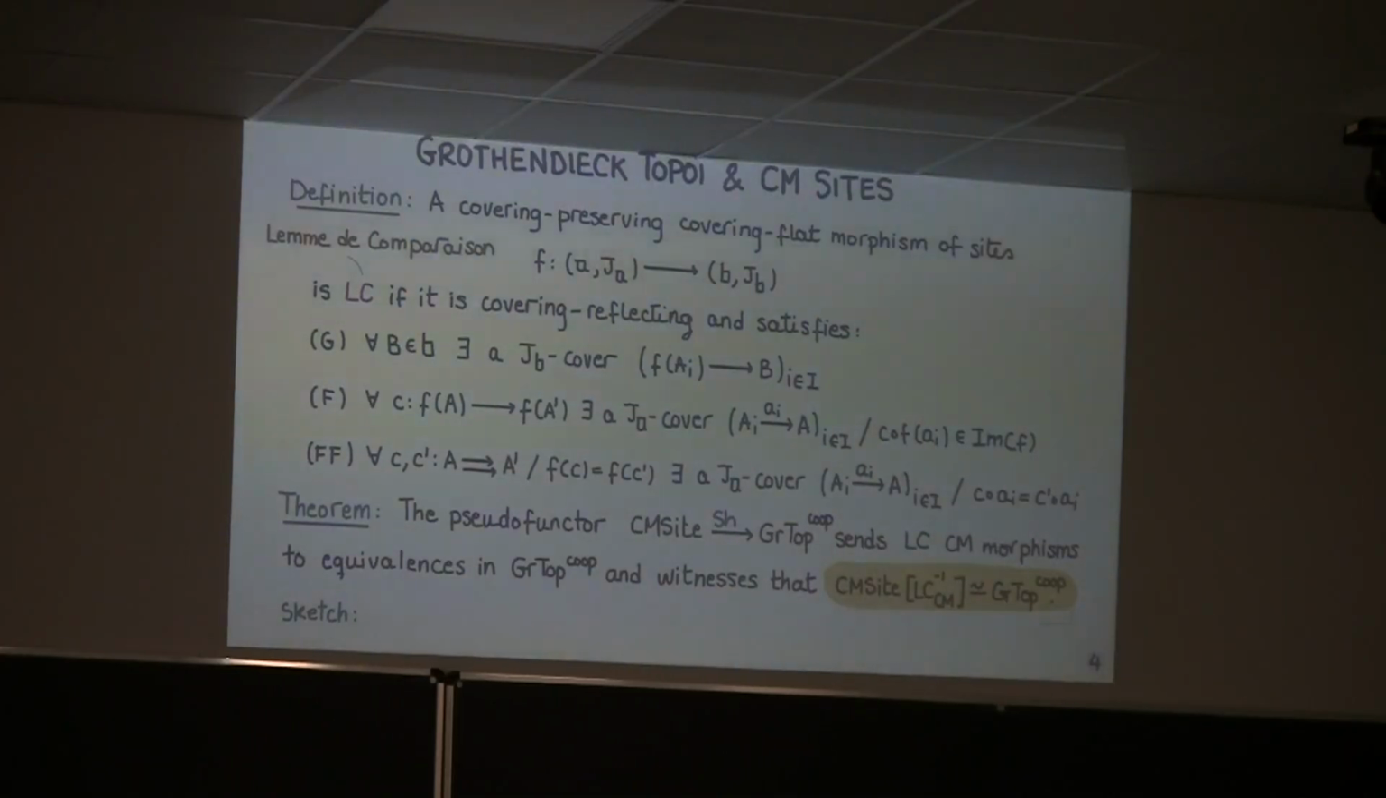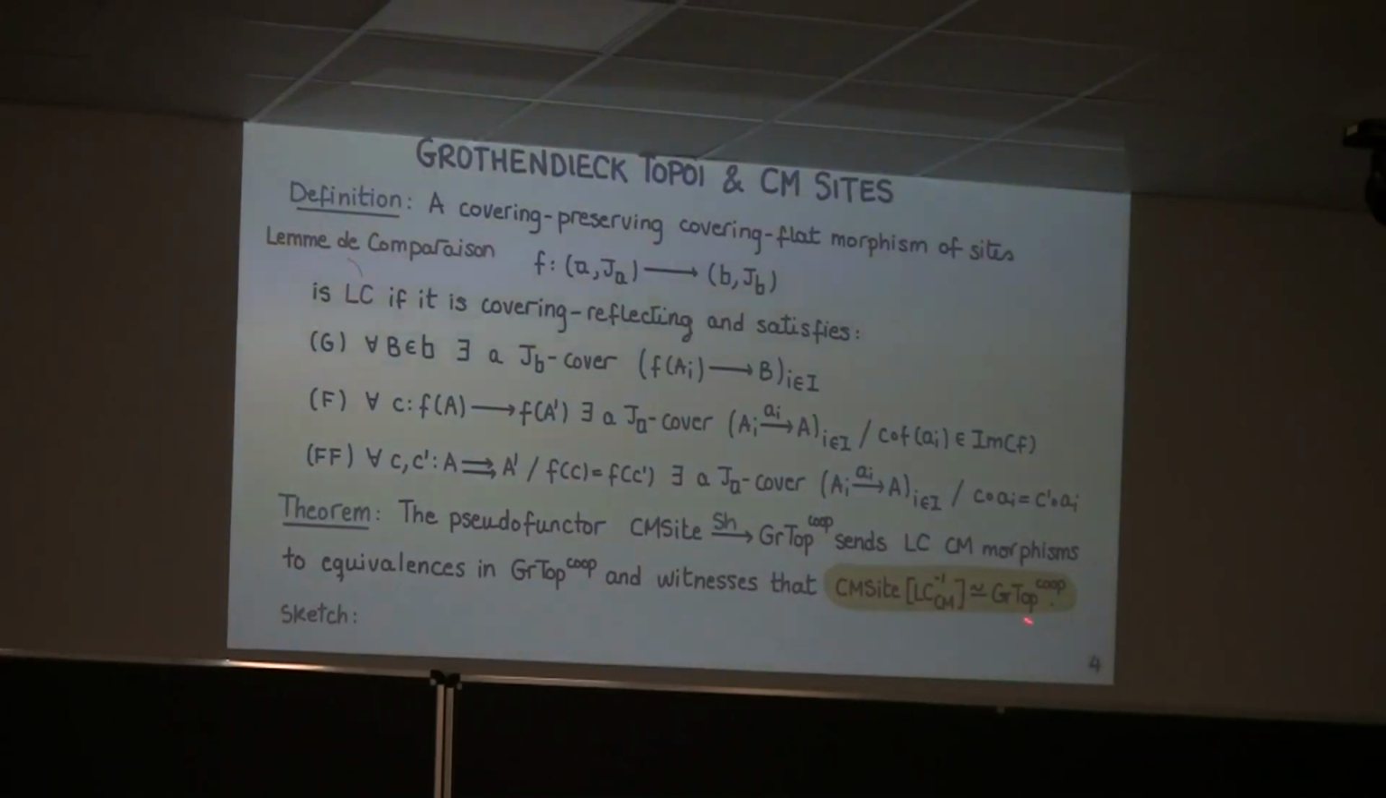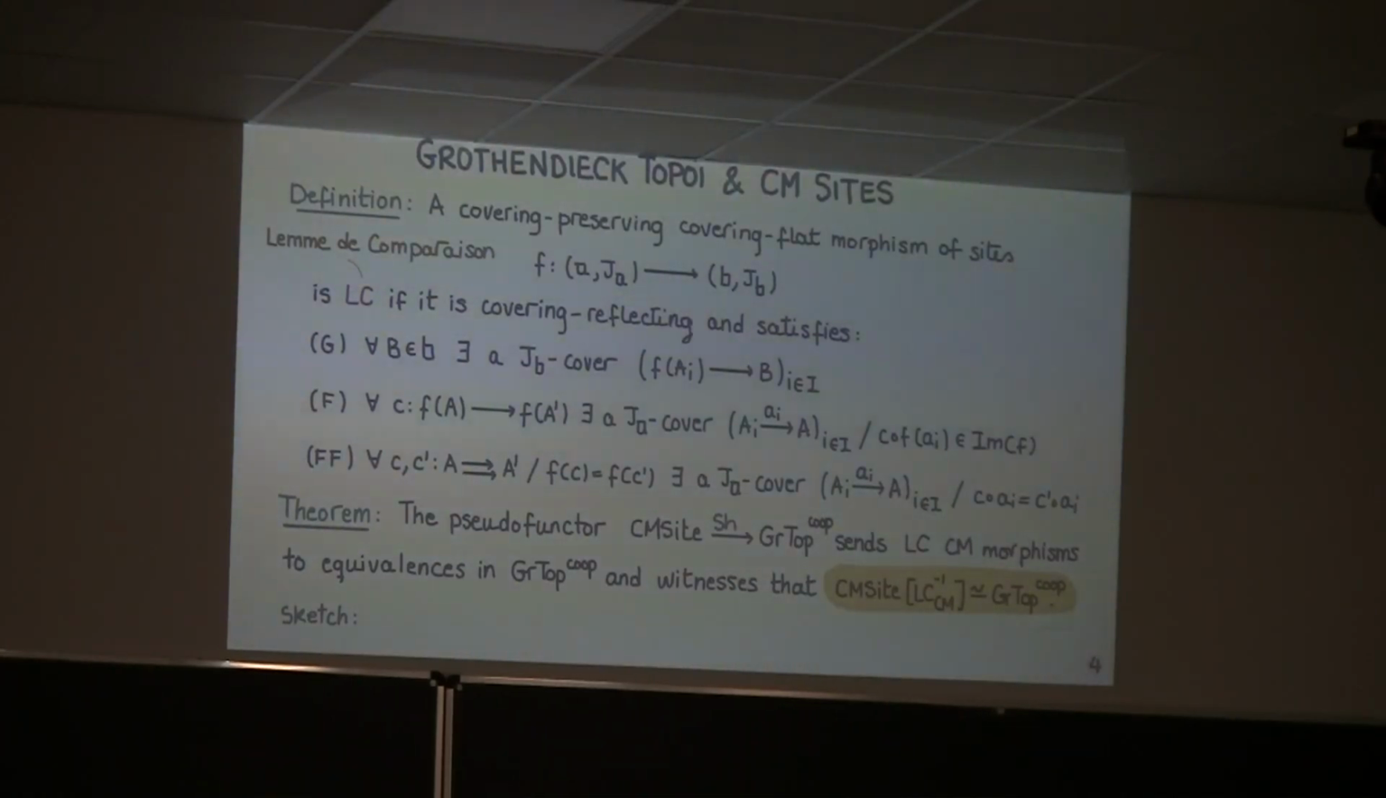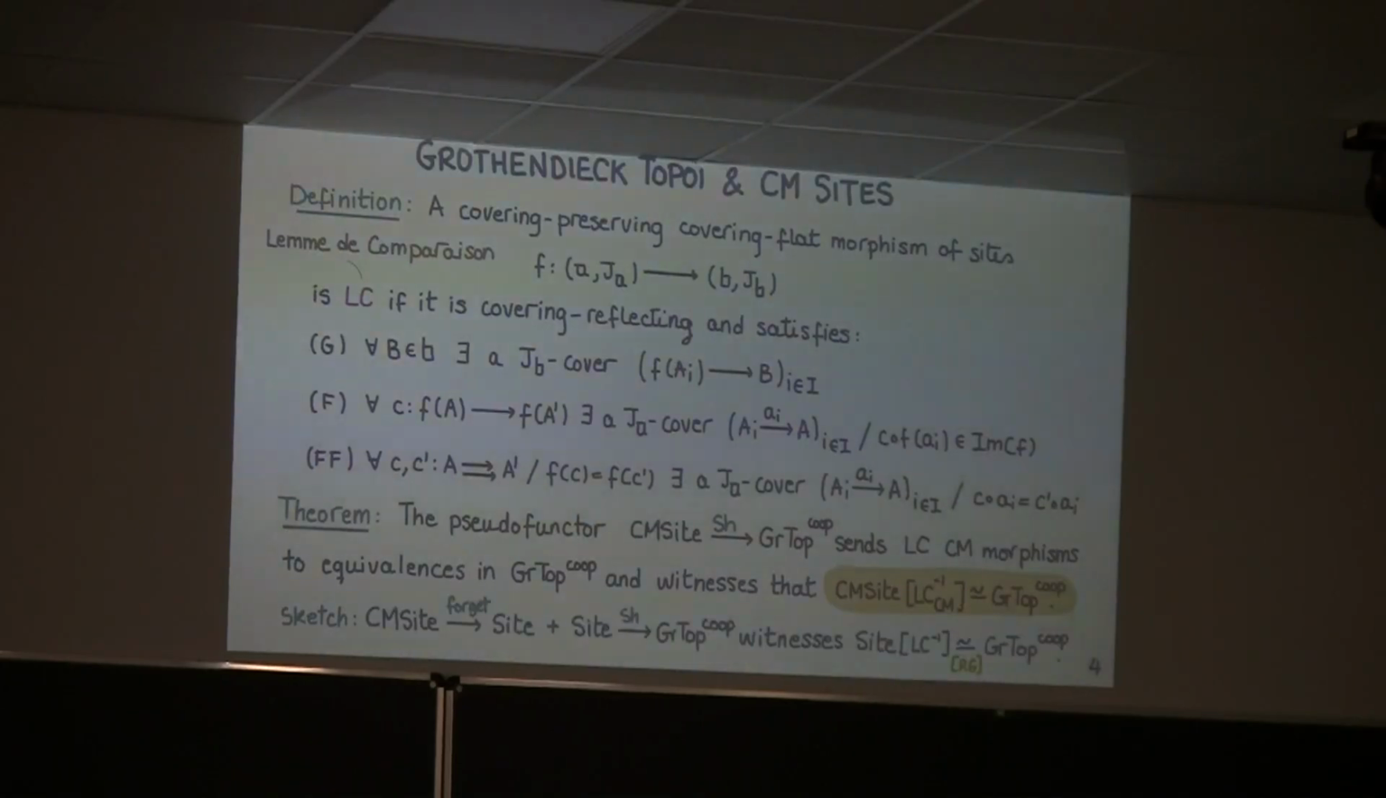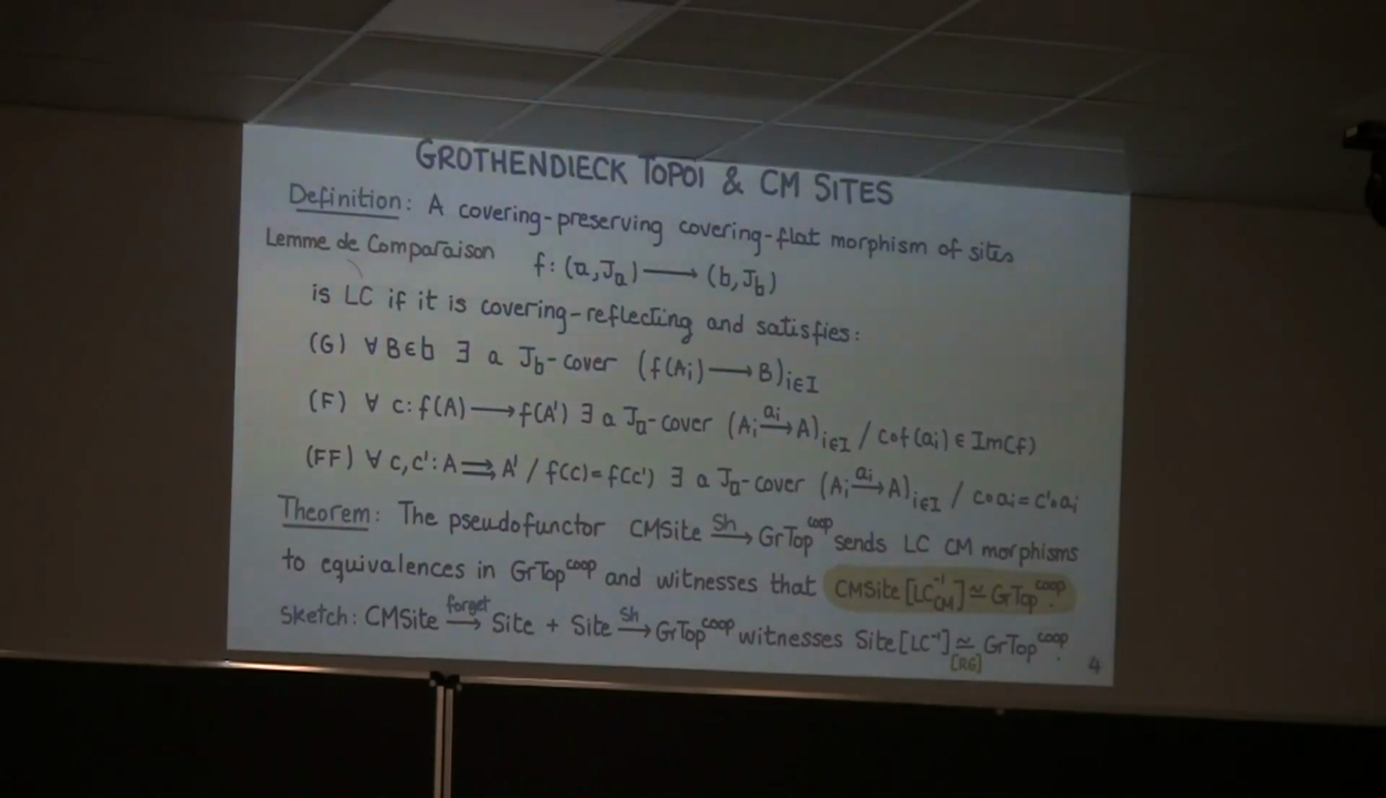And this actually witnesses that we can express this two-category as a bicategory of fractions of this one by inverting this morphism. And how do we prove this? So basically, we use the functor forgetting that we have covering monoids, and we already have this result for sites and LC morphisms. So, yeah.